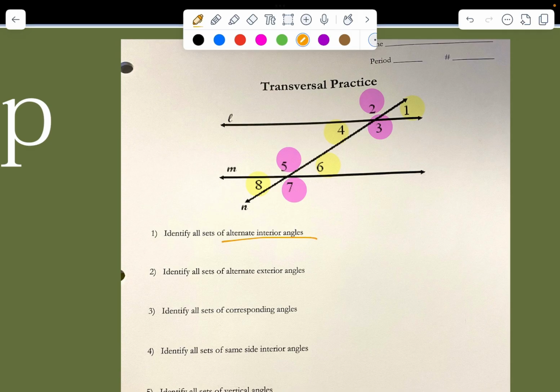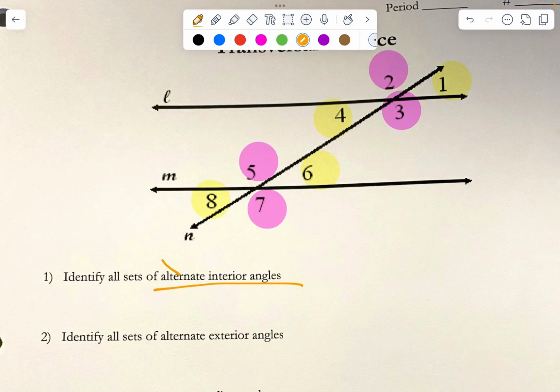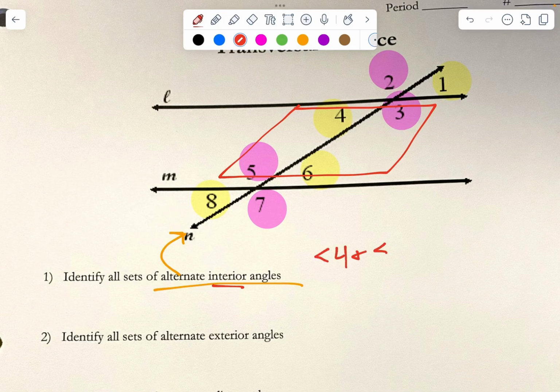Alternate interior angles is where we are alternating, going from one side to the other on the transversal. Interior means inside, and it's going to be inside this box that I have, which is inside the parallel lines. So we have two sets of alternate interior angles. We have angle 4 and angle 6, and we also have angle 3 and angle 5.